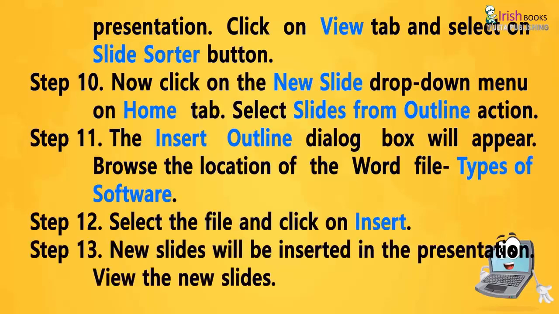Step 10. Now click on the New Slide drop-down menu on the Home tab. Select Slides from Outline. Step 11. The Insert Outline dialog box will appear. Browse to the location of the Word file, Types of Software. Step 12. Select the file and click on Insert. Step 13. New slides will be inserted in the presentation. View the new slides.